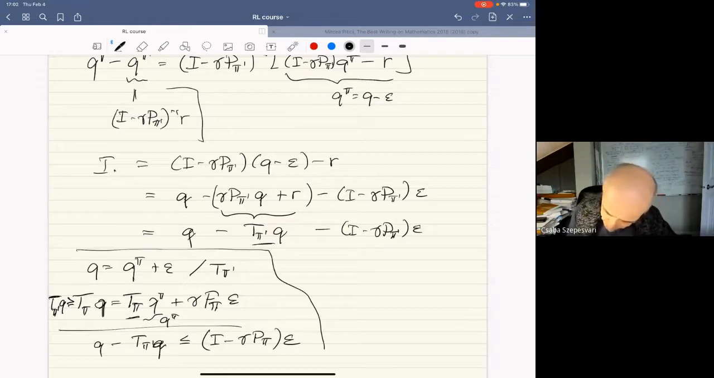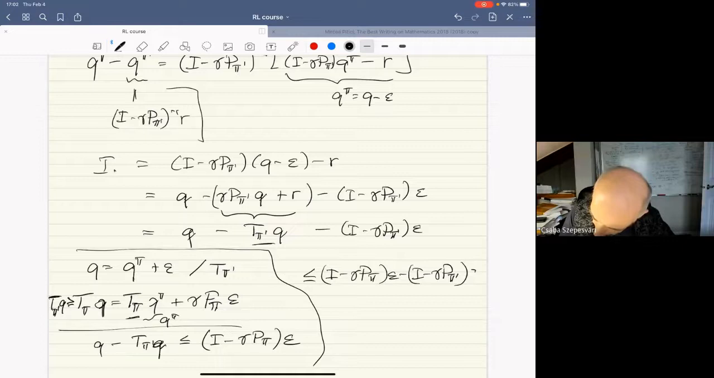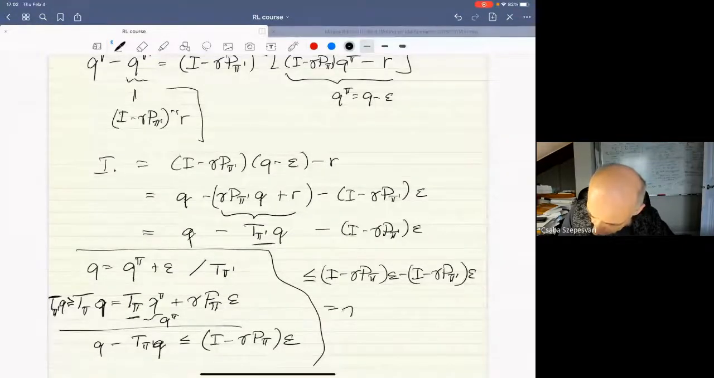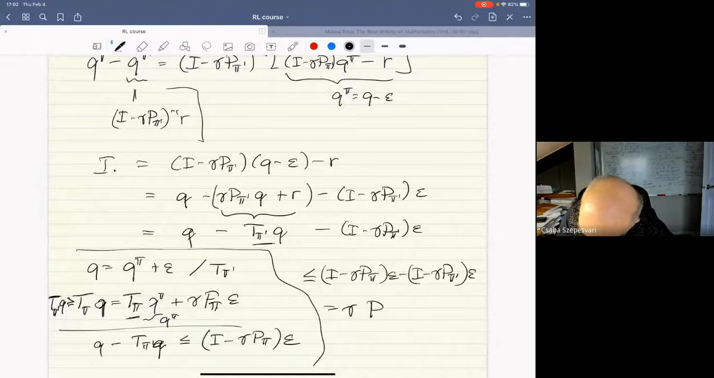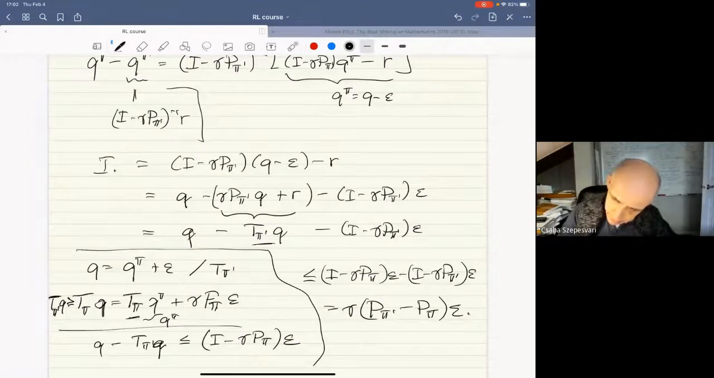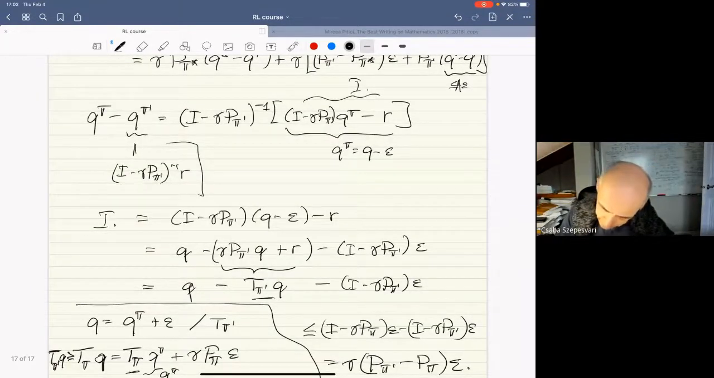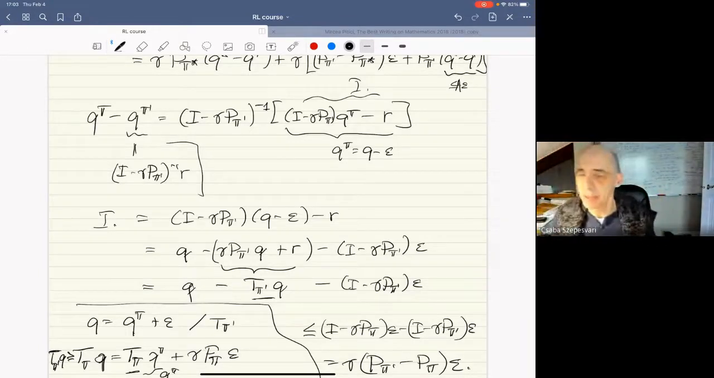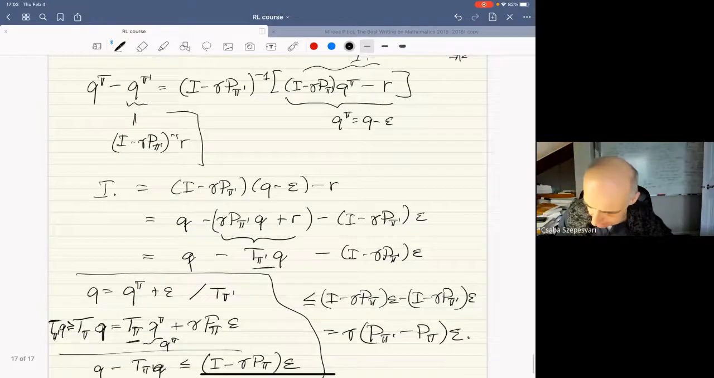So altogether, because of this little calculation here, this is upper bounded by I minus gamma P of pi epsilon minus this other epsilon. So the identities cancel each other, and you just get P of pi prime minus P of pi epsilon. Plug this into 1, and you get basically the statement. That's why I stop here. We'll write up the lecture notes, and you will see how this ends.